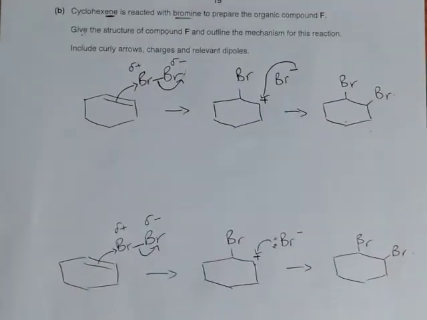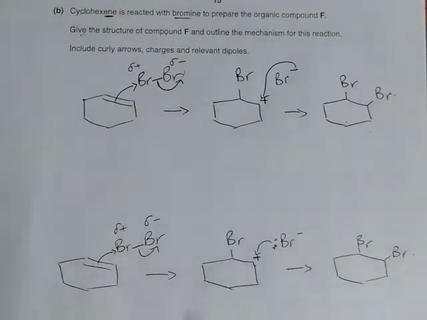And the last part is a mechanism. So the cyclohexene is reacted with bromine to prepare the organic compound F. So give the structure of F and outline the mechanism for this reaction.